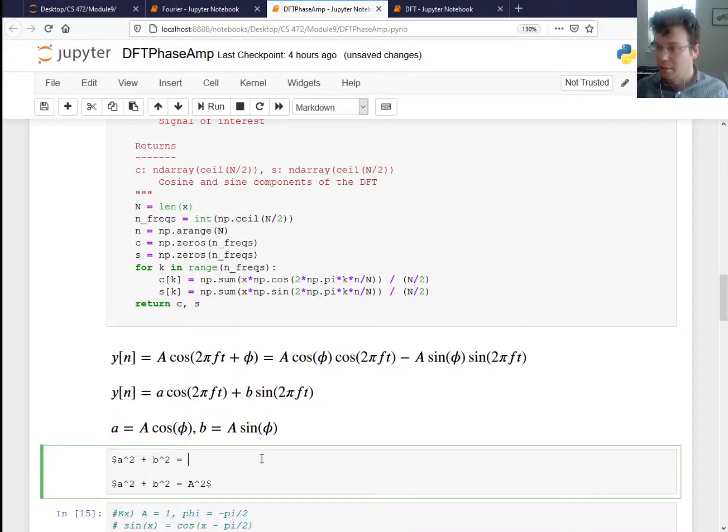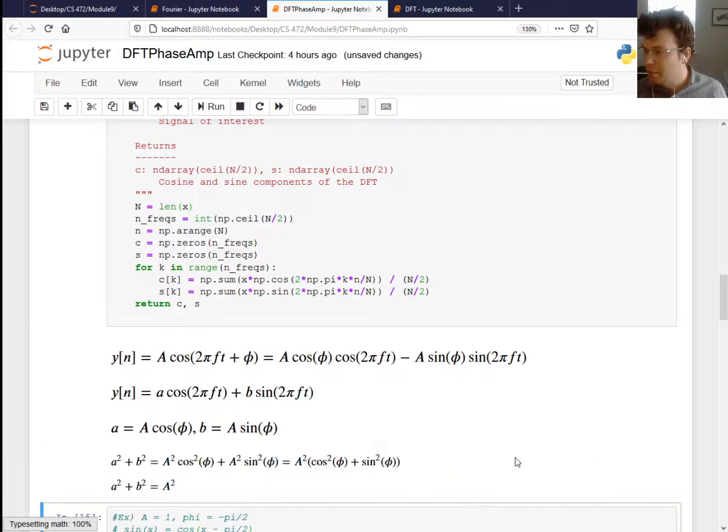So this is another trig identity, which you should have seen at some point. A squared plus b squared, well, that's the quantity a cosine of phi squared, which would be a squared cosine squared phi, plus a squared sine squared phi, which, okay, we can factor out the common term of a squared here, and then we get cosine squared phi plus sine squared phi. But actually, cosine squared of some angle plus sine squared of that same angle, that's always going to be 1. That's the Pythagorean identity.